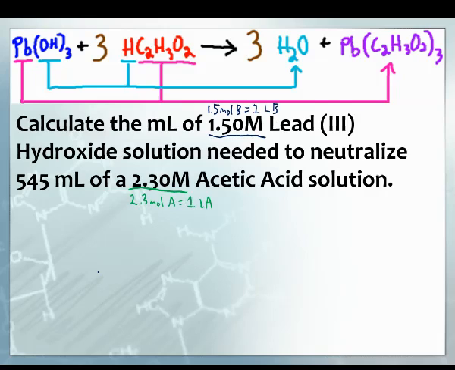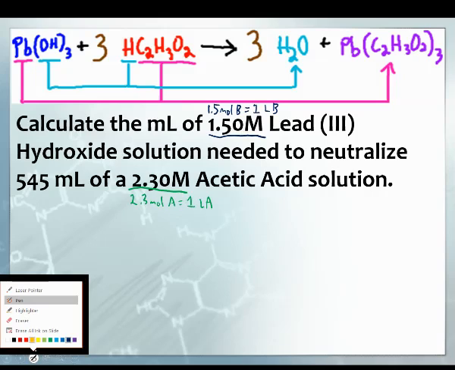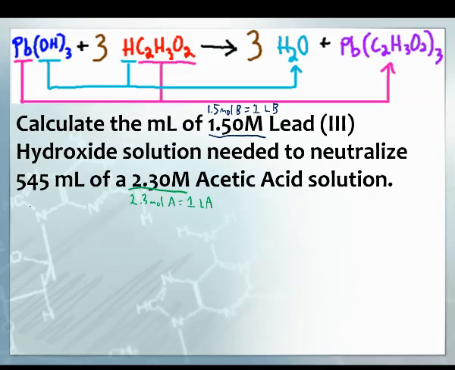Okay, so there's our two equalities that we have there. We are going to start, like we did last time, with the thing that is not an equality, our 545 milliliters of acid.